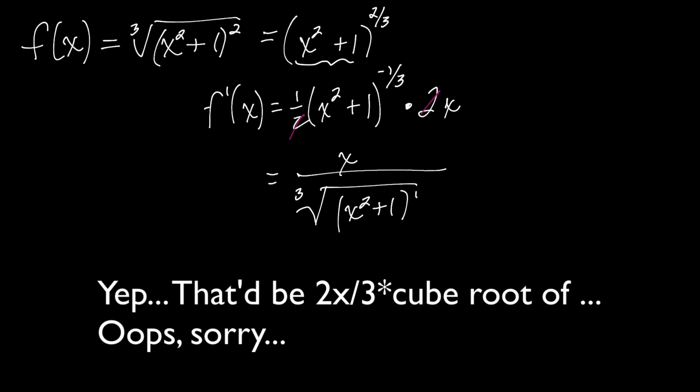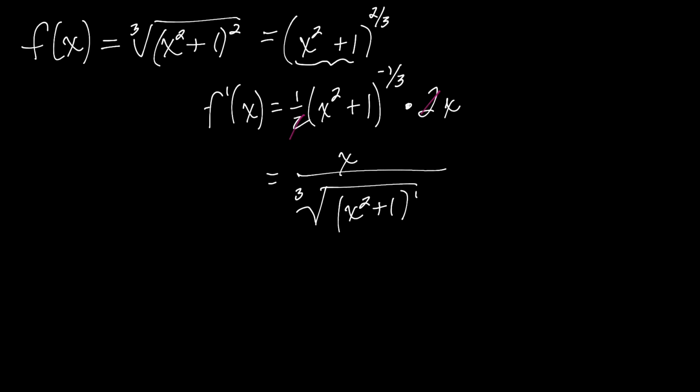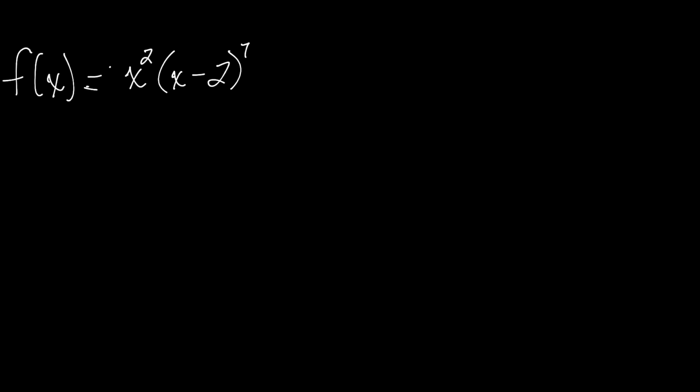All right, that was the medium example. Are you ready for the harder example? So here's one that's a little bit more challenging. Sometimes you actually have to combine some rules. So here we're looking at an expression that is x squared times x minus 2 to the 7th power.